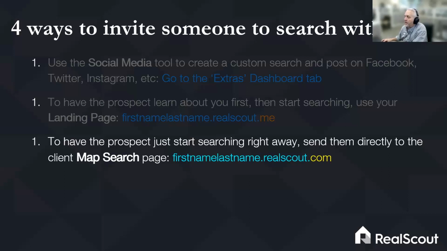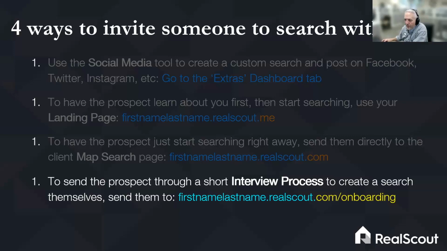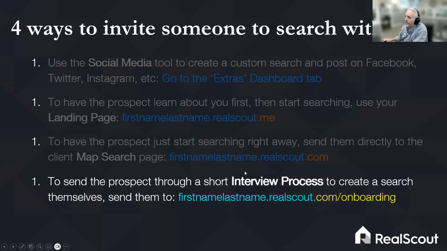Next, we are going to talk about a map search page, which is similar to the landing page, but it actually goes to this and allows them to enter their own information in and do their own filters. Say they wanted to look for homes in a particular area, or maybe they had two different areas that they wanted to look in. You could send them this type of a page where they can create their own searches. And that's using this map search page. And basically, all it is is a link.